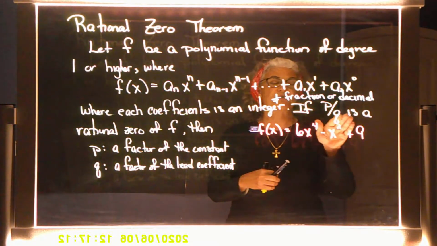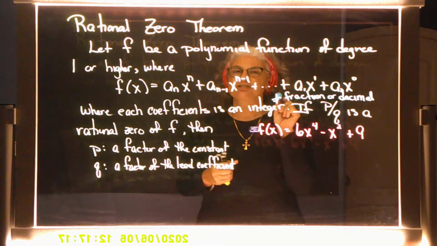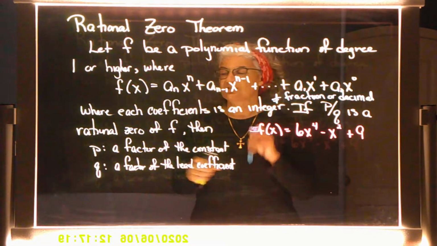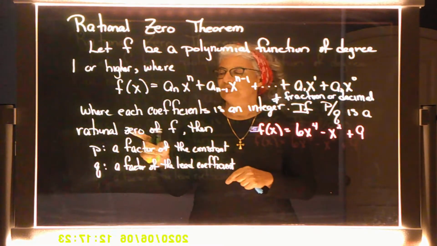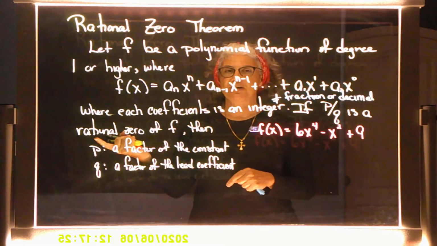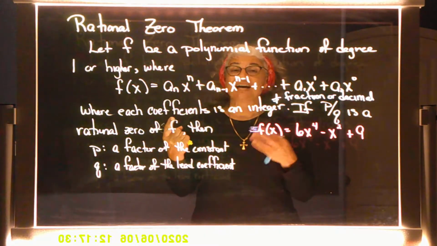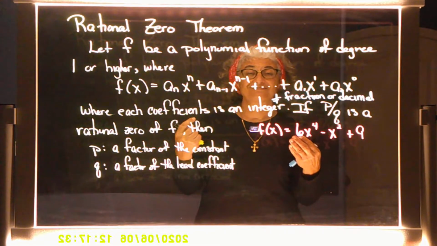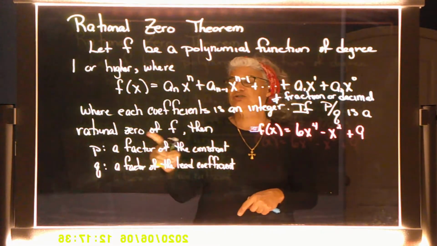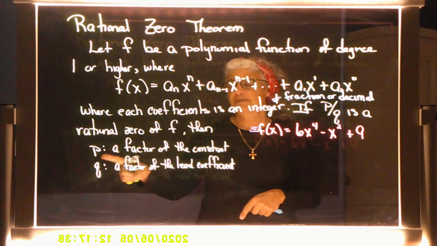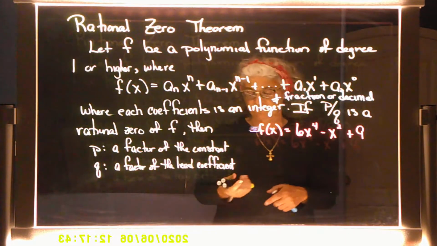Now, if P over Q is a rational zero, so let me stop a second. Rational means it's a fraction. Zero means it's a solution. So we have a solution that looks like a fraction, right? By the way, remember, 5 is also a fraction. 5 over 1, right? Okay, so if P over Q is a rational zero of f, then P is a factor of the constant and Q is a factor of the lead coefficient.